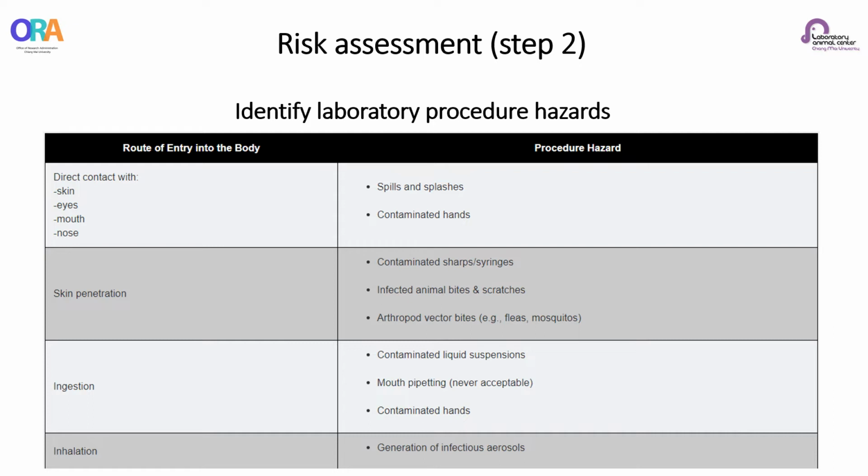The table shows the different entry routes of the pathogen into the human body and the laboratory procedures that could cause exposures. The most likely routes of transmission in the laboratories are direct skin, eye, or mucosal membrane exposure to the agent, parenteral inoculation by syringe needle or other contaminated sharps, or by bites from infected animals and arthropod vectors, ingestion of liquid suspension of infectious agent, or by contaminated hand-to-mouth exposure, and inhalation of infectious aerosol.